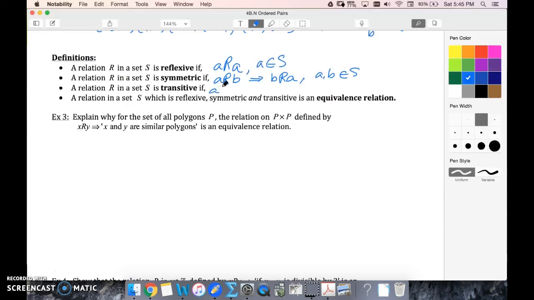Transitive is if we have ARB, that's true, and BRC. So A is related to B, B is related to C, and then that implies that A is related to C. And now A, B, and C are elements of our set. The reason that we want to think about reflexive, symmetric, and transitive is that if a relation has all three of these properties, then we say it's an equivalence relation.